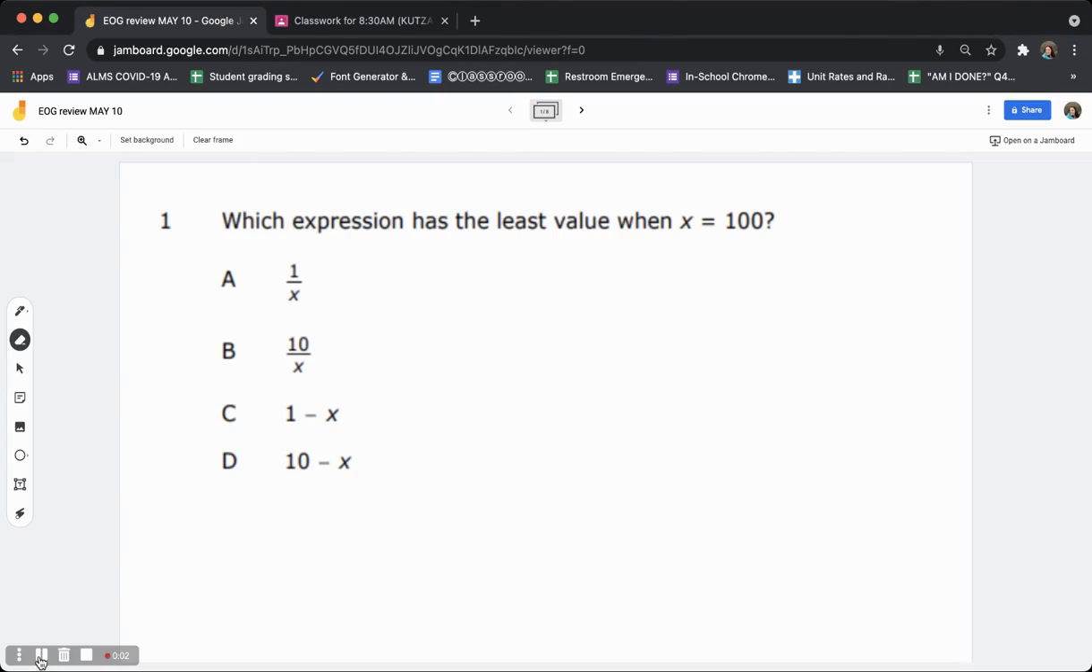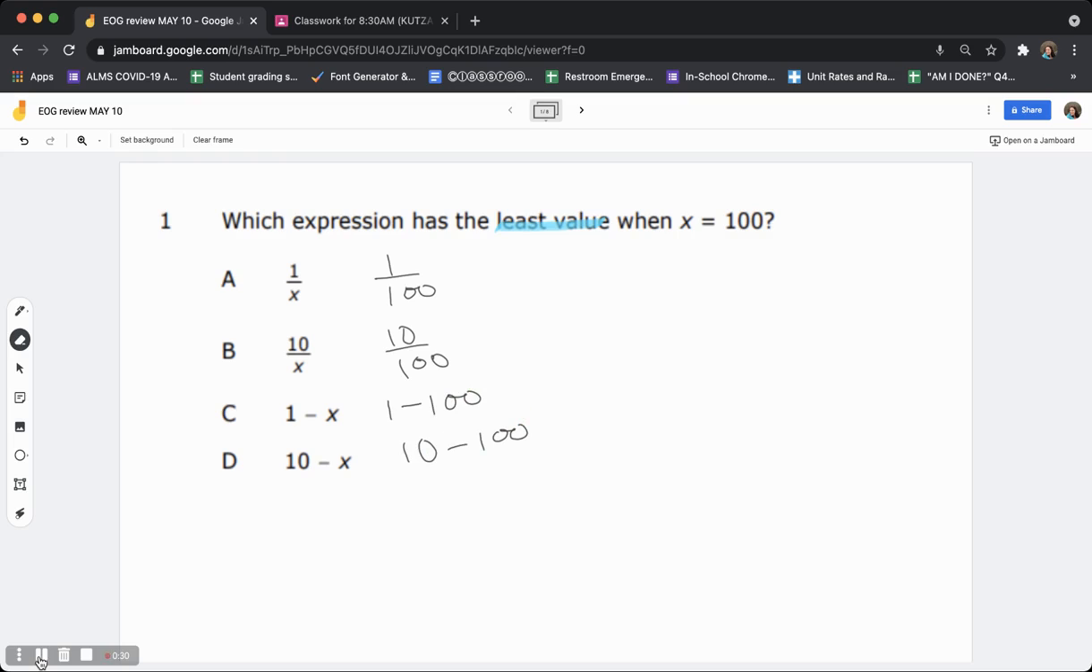Our first question says, which expression has the least value when x is equal to 100? So I'm going to look at my answer choices here, and everywhere where there is an x, I'm going to plug in 100. So A would be 1 over 100, B would be 10 over 100, C would be 1 minus 100, and D would be 10 minus 100.